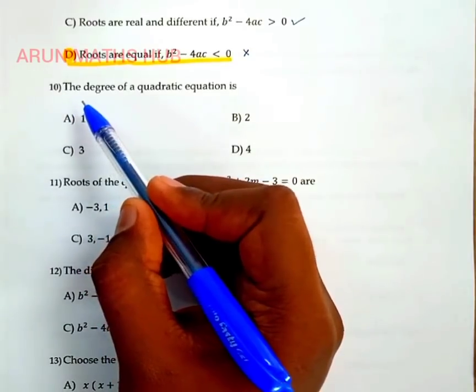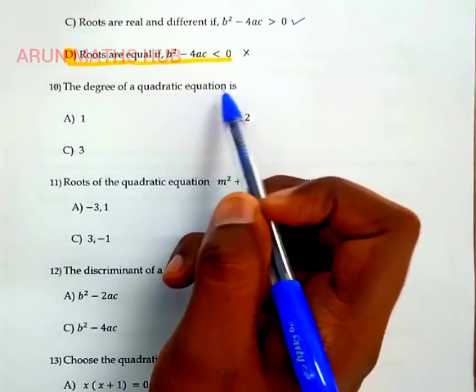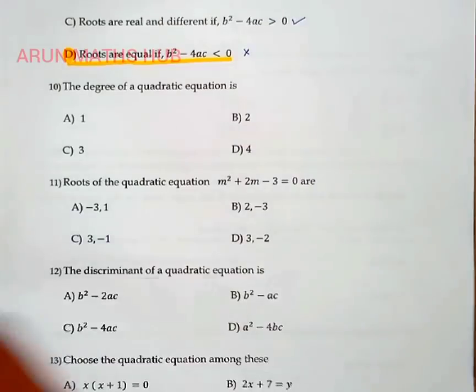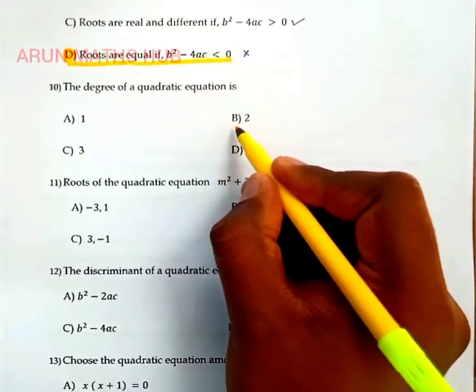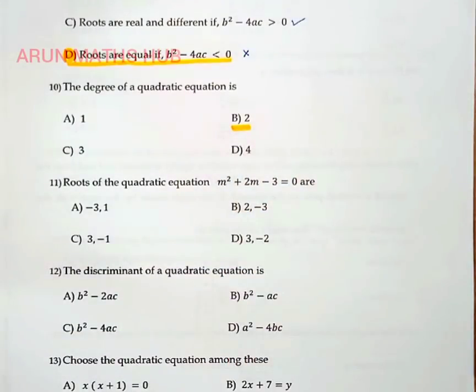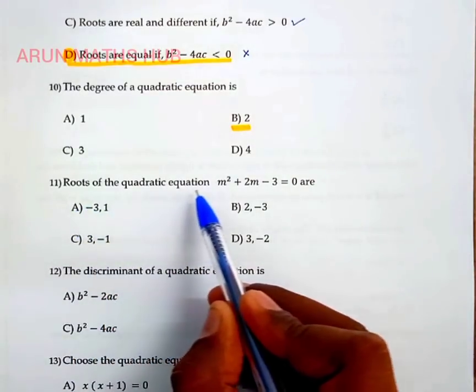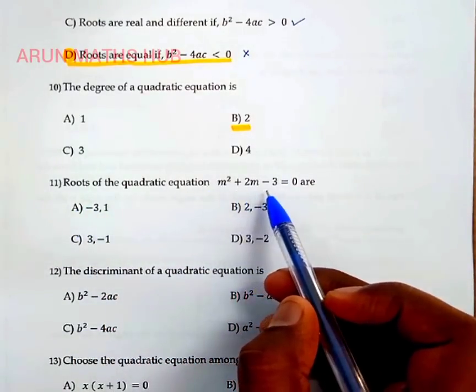Question number 10. The degree of a quadratic equation is very simple. The degree of a quadratic equation is 2. The highest power in the quadratic equation is 2. Therefore, its degree is 2. For a linear equation, it's 1. For a quadratic equation, it is 2.